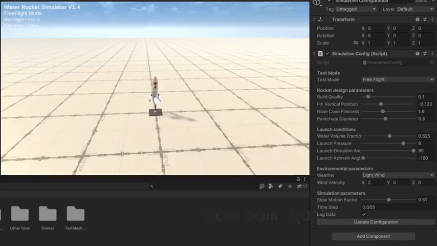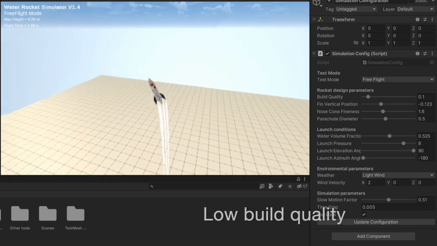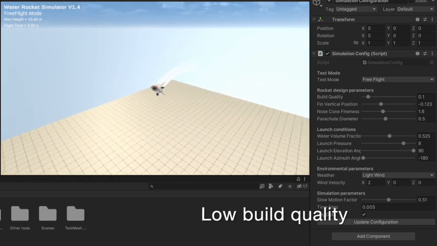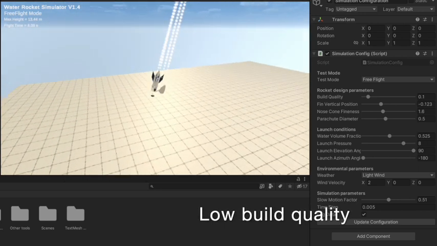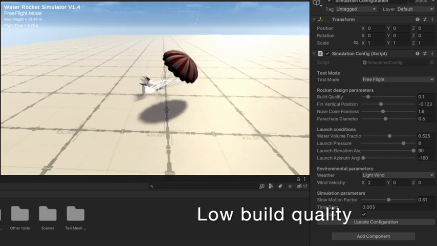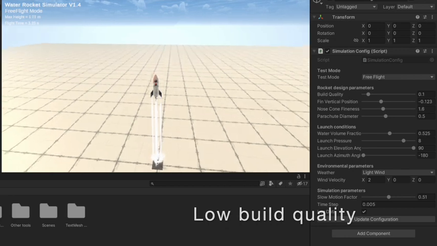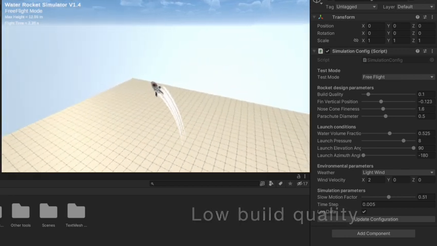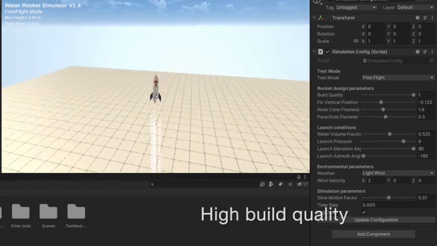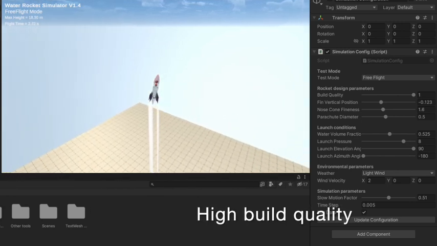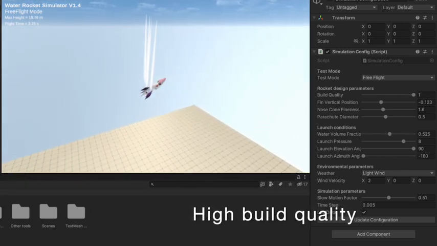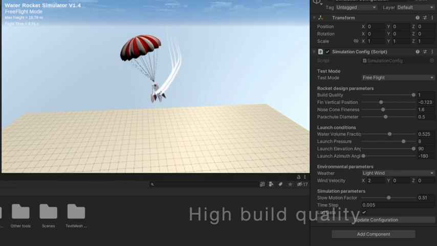A rocket with a low build quality, which is more representative of what we will have built as students, has a shorter flight time due to the delayed parachute deployment. The parachute could, for example, deploy during descent, which causes a large loss of flight time. A rocket with a high build quality will have a smooth deployment of the parachute at the apogee, which is ideal for an increased flight time.